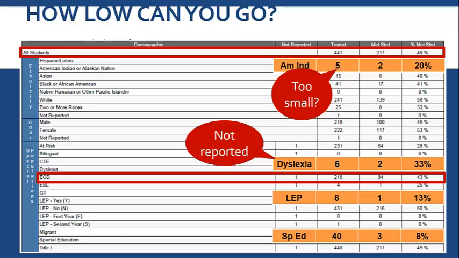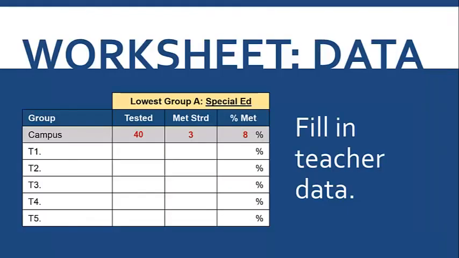For example, special ed. In this case, 40 kids is certainly enough to make a group, and that was one of the lowest percentages. So let's put that on this report. Remember, the next step is to fill in your teacher data. So from those reports, you can do exactly the same thing, but for each individual teacher. For example, let's say Alvarez, Brady, and Creek had this number, and this many kids in the special ed category that passed.